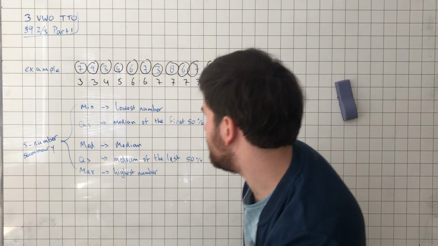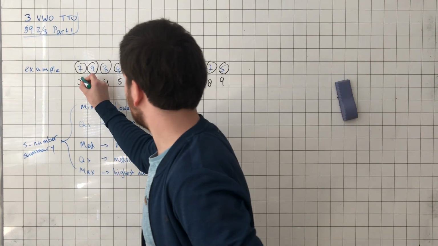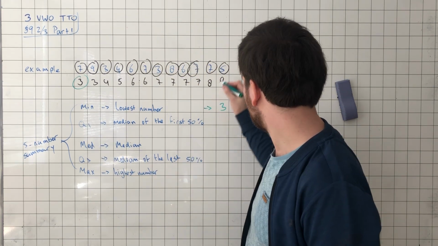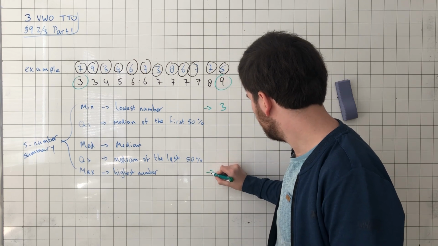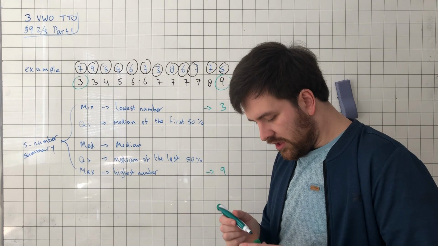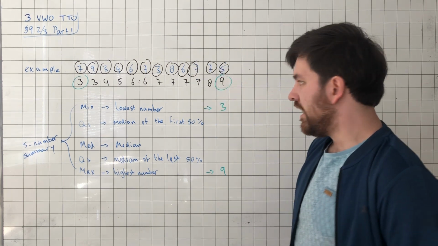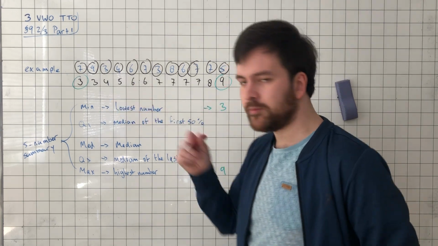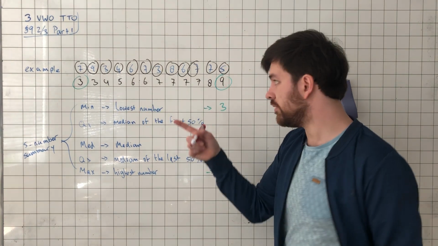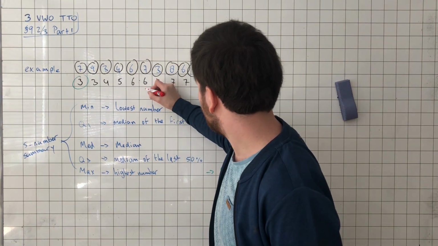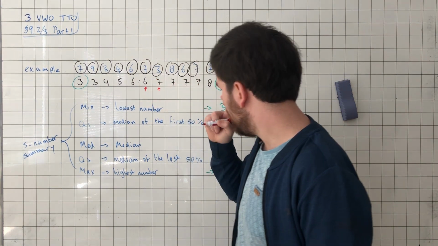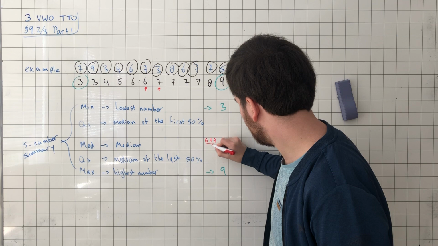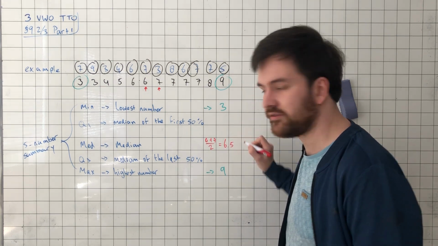To find the minimum and the maximum is rather easy. This is our lowest number, so the minimum is 3. The highest number is 9, so these 2 are easy. Then we have to look at the other 3. As you hopefully know, in this case we have 12 numbers, which means you have to look at the 6th and the 7th number, which are a 6 and a 7. We calculate the median by adding 6 plus 7 over 2, which is 6.5.